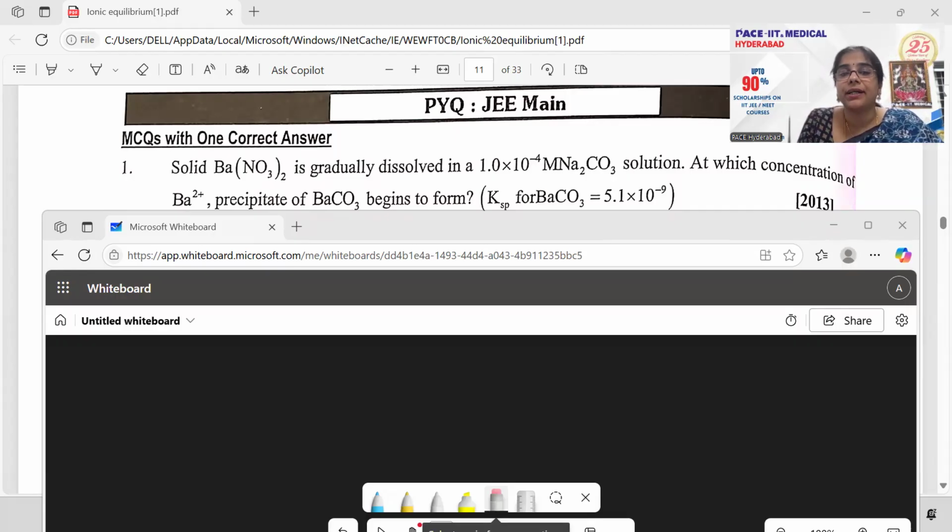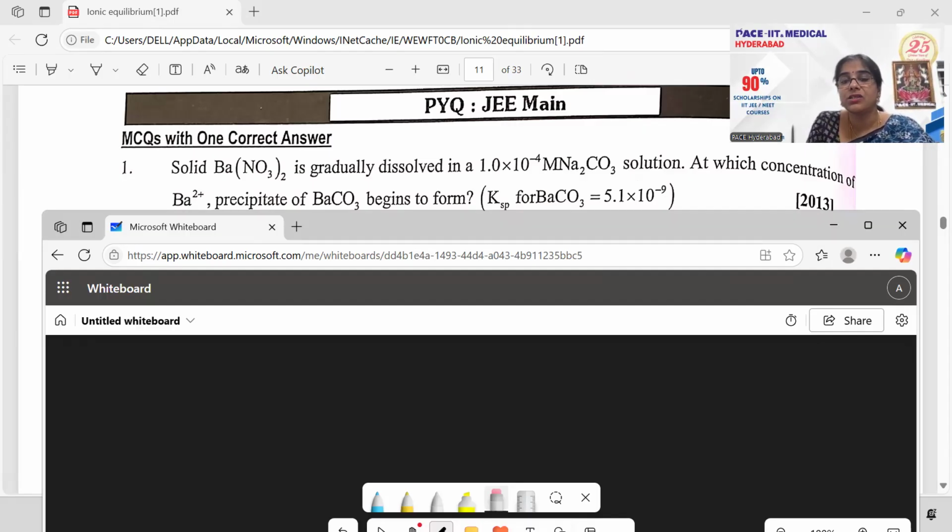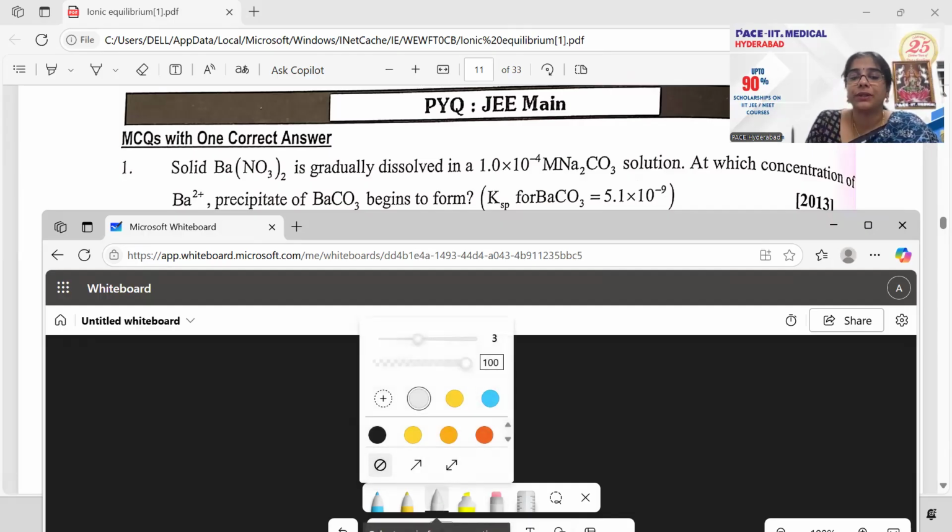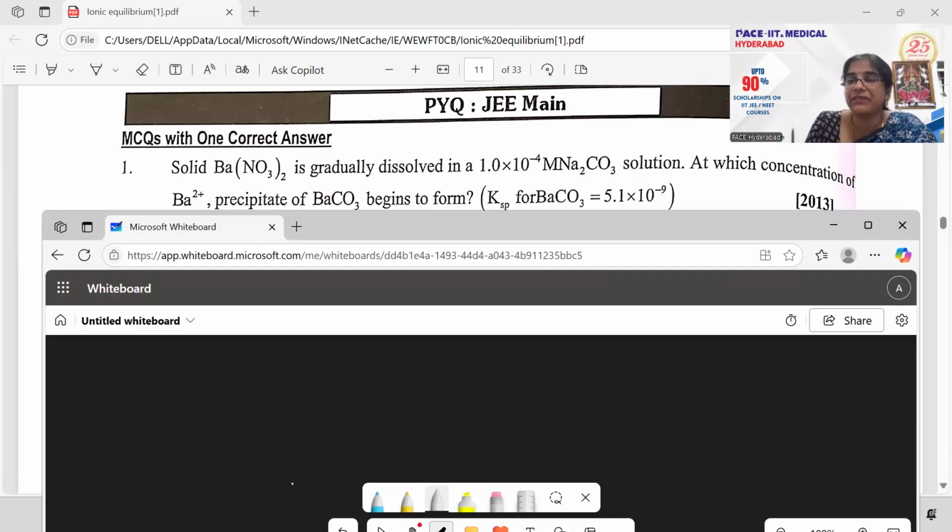This is solid Ba(NO3)2. Barium nitrate is a salt. A solid salt is dissolved. Whenever I think about any dissolution of a salt, what do I need to go up with? I need to always go up with hydrolysis of salts, right? So the very first process that should come into your mind, if your salt is of AB type.